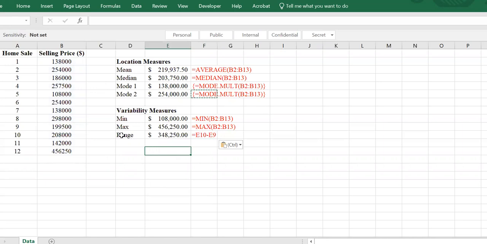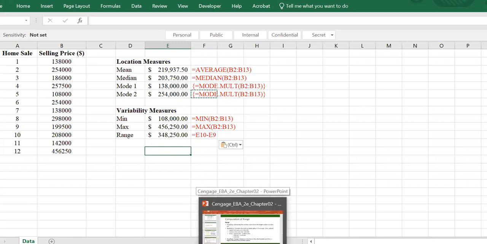All right, so it's telling us that the difference between the house with the smallest price and the house with the largest price in this sample is almost $350,000. So that defines the range of our sample, right? That's the simplest measure of variability, and it's not perfect.